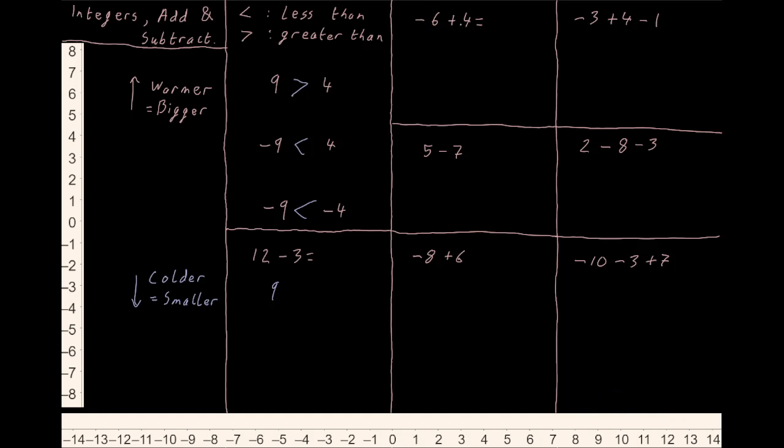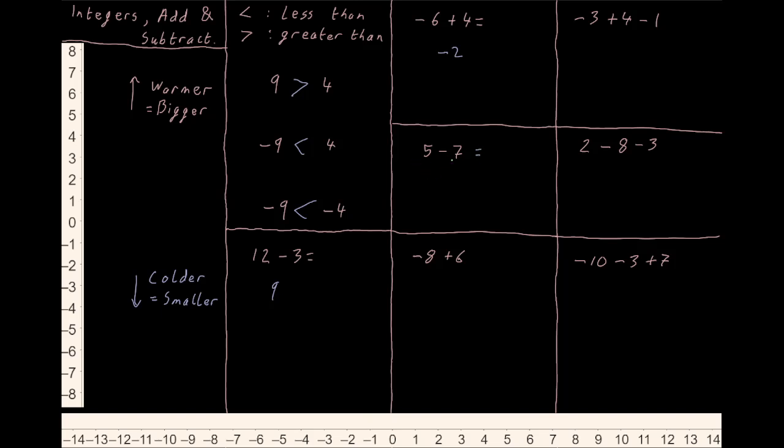So if we have minus 6 plus 4, that means we are starting at minus 6, and we are going to add on 4. What does that do? That means we're going to get warmer, we're going to get bigger by 4 units. So we start at minus 6 on our number line, and we are going to get warmer by 4 units. 1, 2, 3, 4, and that brings us to minus 2. So we've gone up 4 units to minus 2. What happens if we have 5 minus 7?